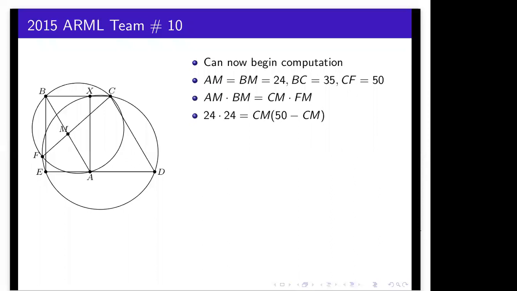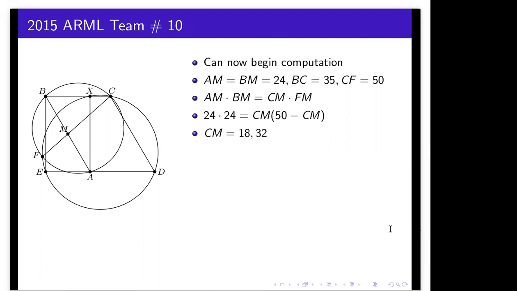And this is a quadratic in CM. You can solve this quadratic or eyeball it if you want. And the solutions for CM are 18 and 32. Cool. So now we have triangle ABC. We know what two of the side lengths are, and we also know the length of a median, and we want to find the third side.